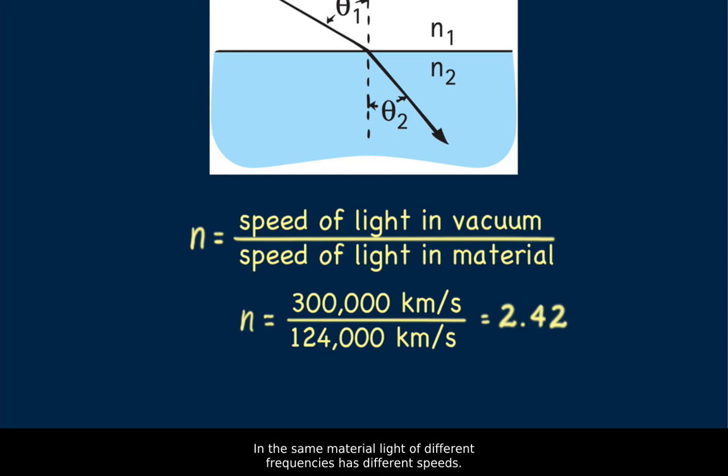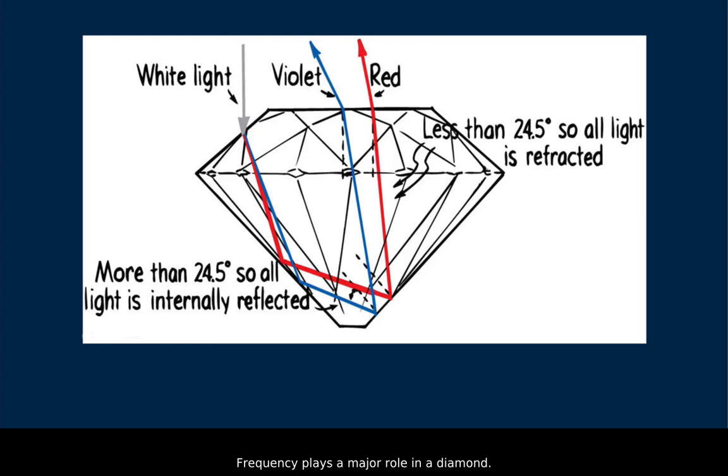In the same material, light of different frequencies has different speeds, different indices of refraction. Frequency plays a major role in a diamond. Here we see a sample ray of white light entering a diamond. Violet light is slowed more than red light, so refraction is greater for violet than for red. Violet bends more than red. Other colors in between aren't shown here. This difference in refractions produces the variety of colors that make diamond jewelry special.